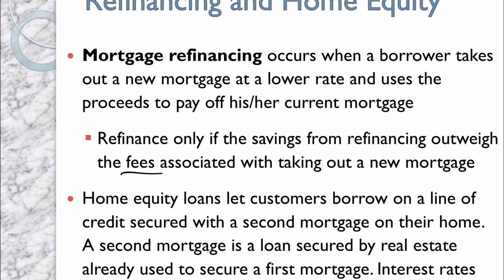You also can do something called a home equity loan, which allows the customer to borrow on a line of credit that is secured with a second mortgage on their home. So what is a second mortgage? A second mortgage is a loan that is secured by real estate already used to secure a first mortgage. So the interest rates are typically higher on these home equity loans because you're taking a loan that's secured by another mortgage.